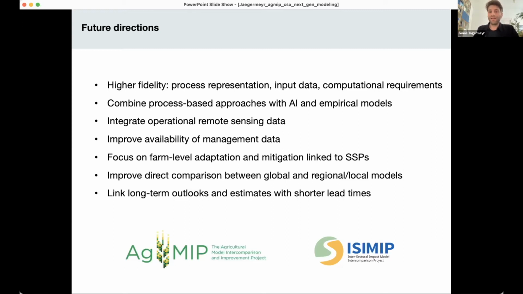And then finally, the timescales are important. There's one thing to give end of century estimates, but it is more and more important to look at shorter timescales, from the next couple of years, to really go to the end of season forecasting domain.